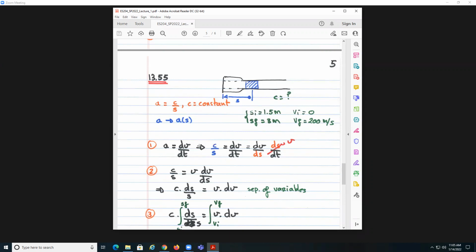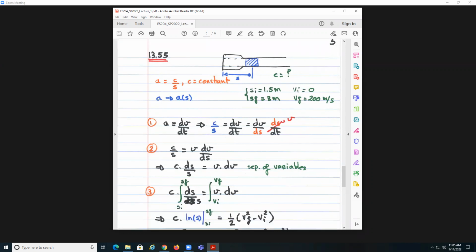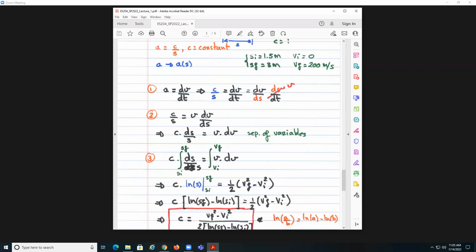First step, write down the kinematic equation, A equal dV/dt. A is C over S, equal dV/dt. Again, we use the chain rule, dV/ds times ds/dt. So C over S equals V dV/ds. Now we only have two variables, V and s. We can separate the variables: we put on this side C ds over S equal V dV. Separation of variables.